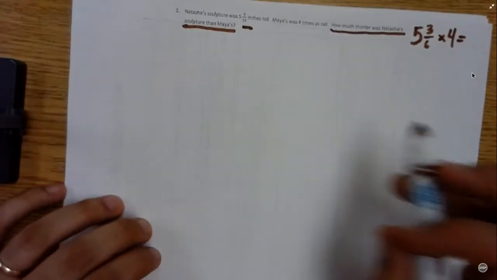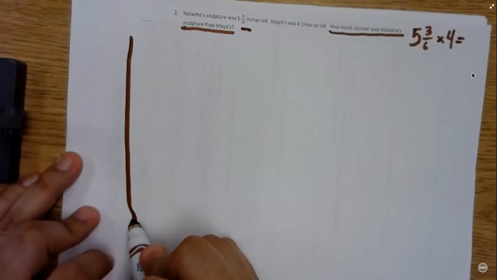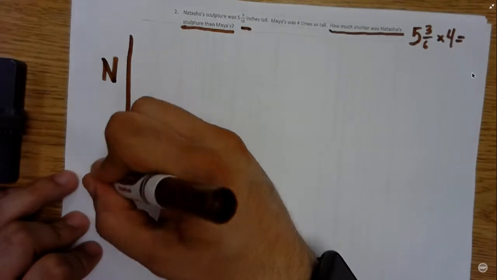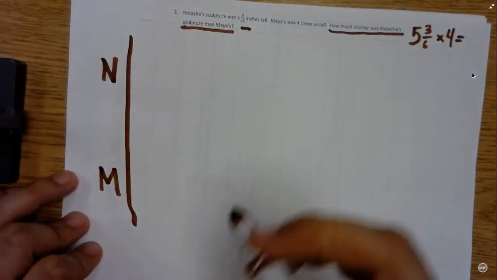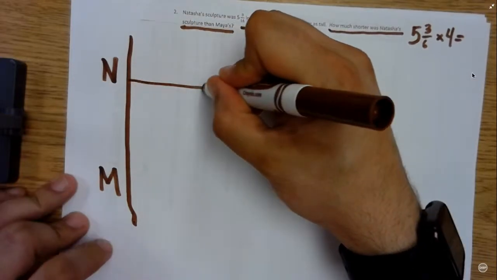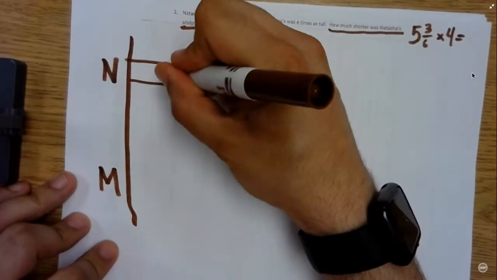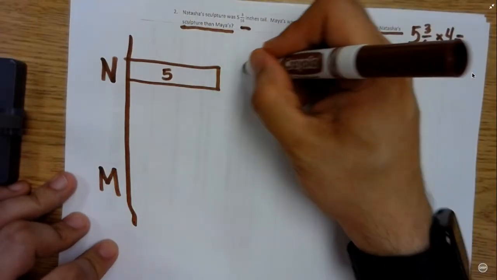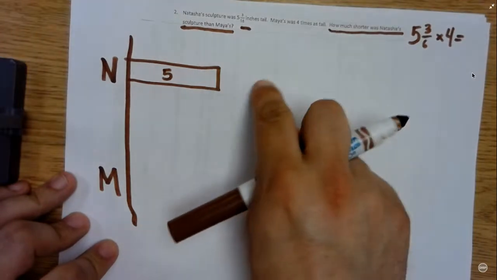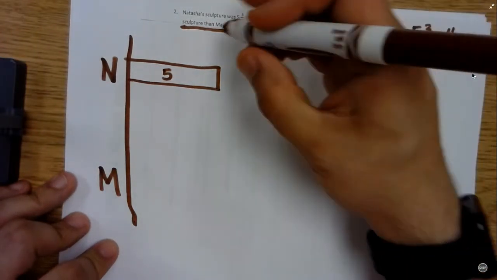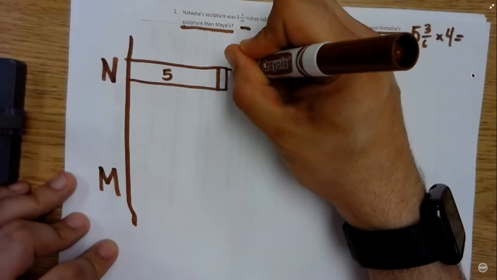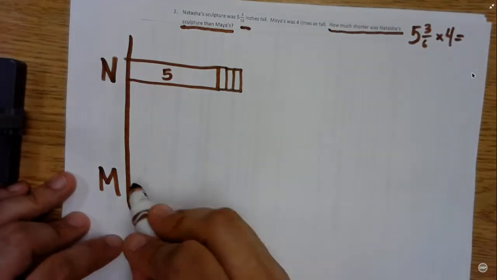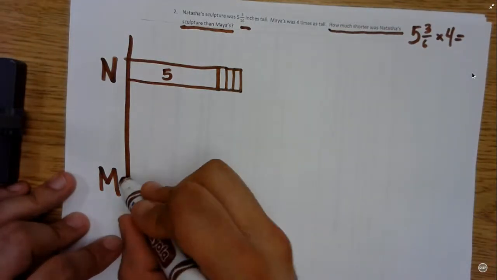So let's start off with our model drawing. I'm going to again set up our bar model. We've got Natasha's sculpture, and we've got Maya's sculpture. Natasha's sculpture, I'm going to set up the same way. It is 5, and somebody might draw one box that just shows 3/16 within it, but I'm going to draw those separately as 1, 2, 3/16. And we know that Maya's sculpture is 4 times as tall.